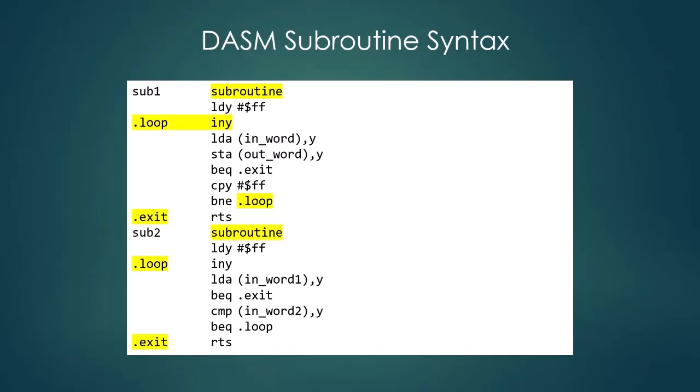The DASM assembler features a subroutine directive that serves to provide local variable names. For instance, over here, you see the directive subroutine. This does not generate any code. It just establishes a scope for the labels that start with a period. For instance, the dot loop is a local variable to the subroutine. So each of these two subroutines has a dot loop and a dot exit.